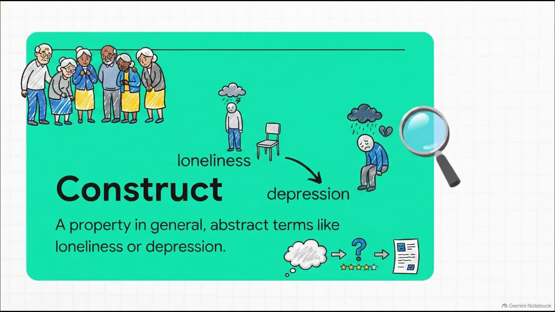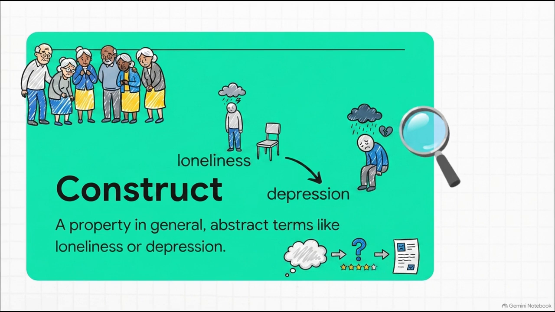Every single good study out there has to start by defining exactly what it is we're looking at. It all begins with a hypothesis, which is basically an explanation of a relationship between what we call constructs. A construct is simply a property in general abstract terms. For our case study today, let's say we're looking at elderly people in a nursing home, and we hypothesize that loneliness and depression are associated.